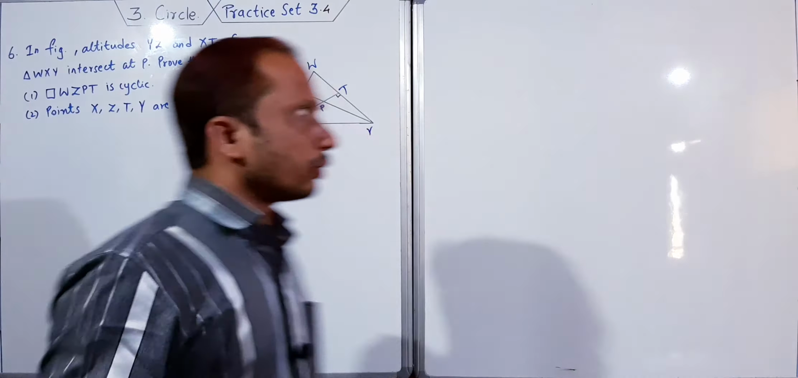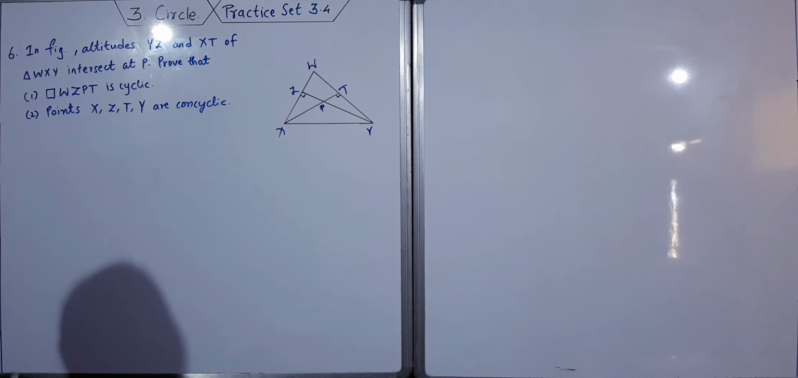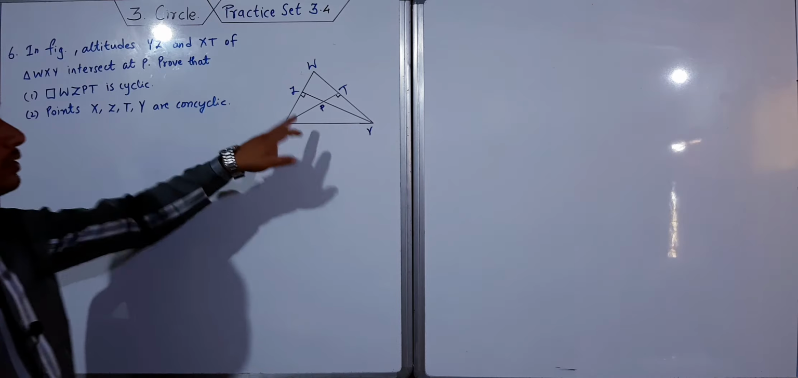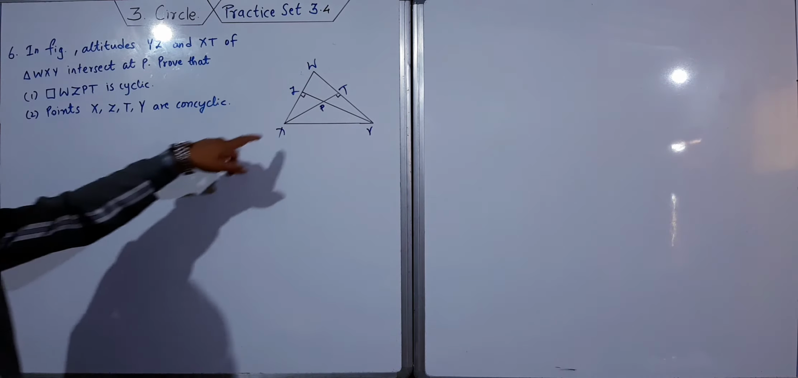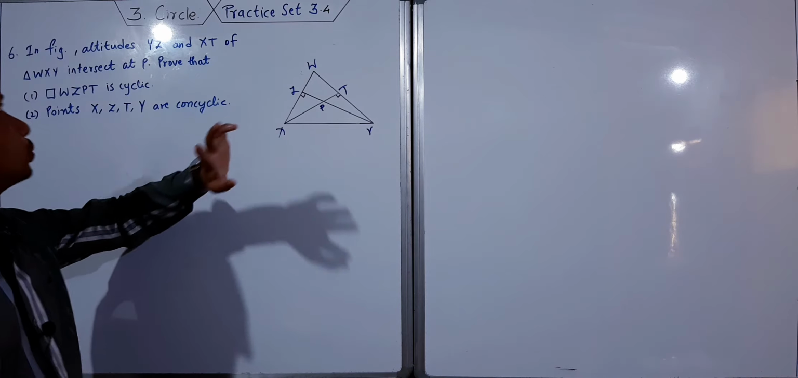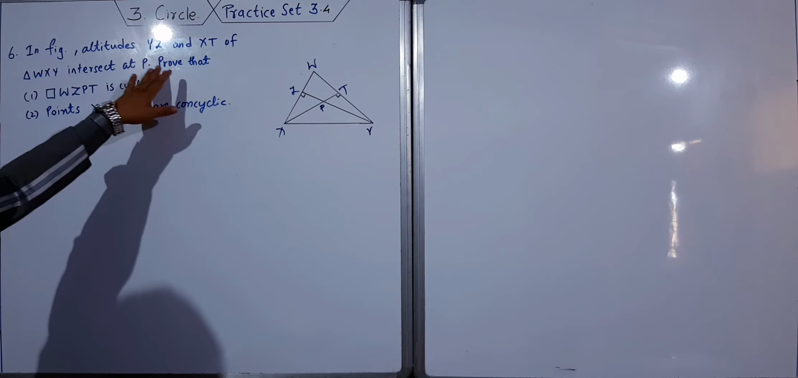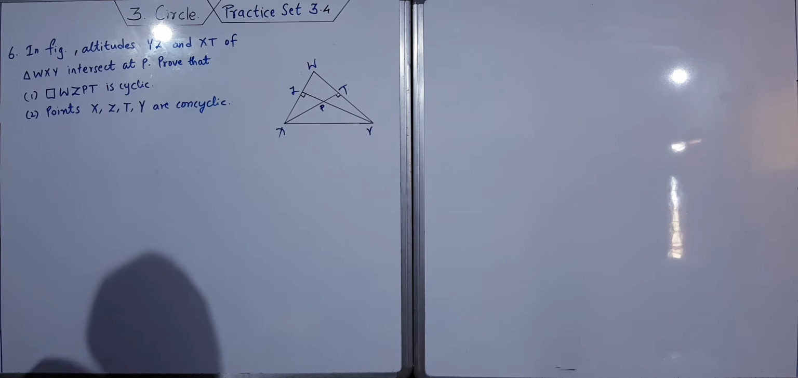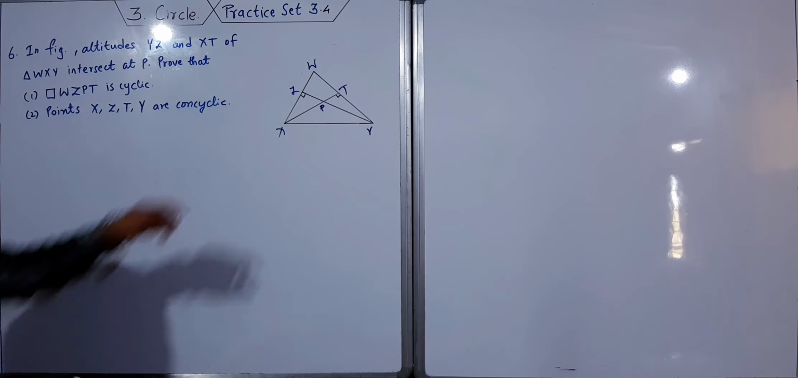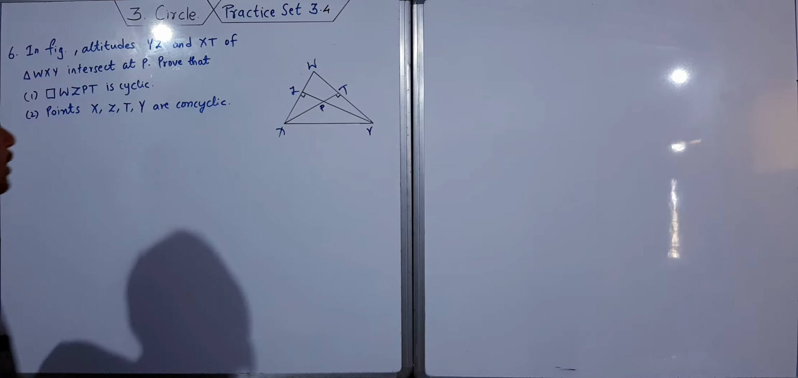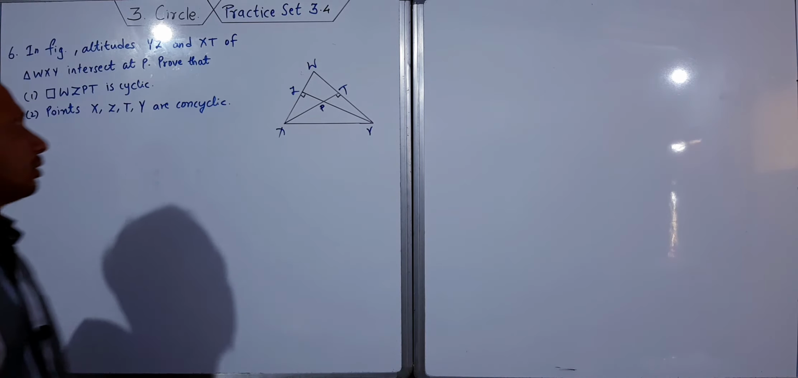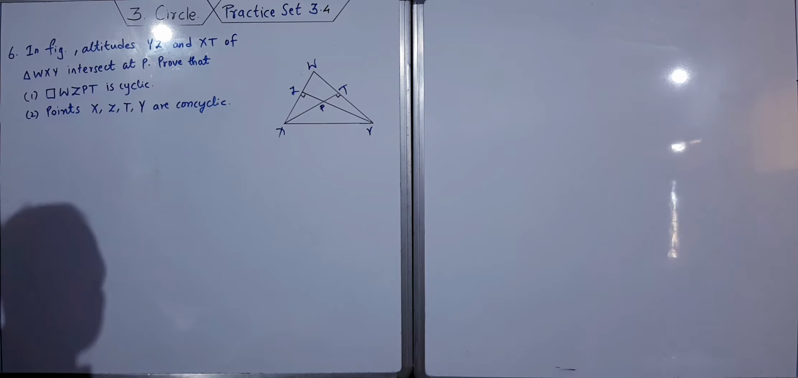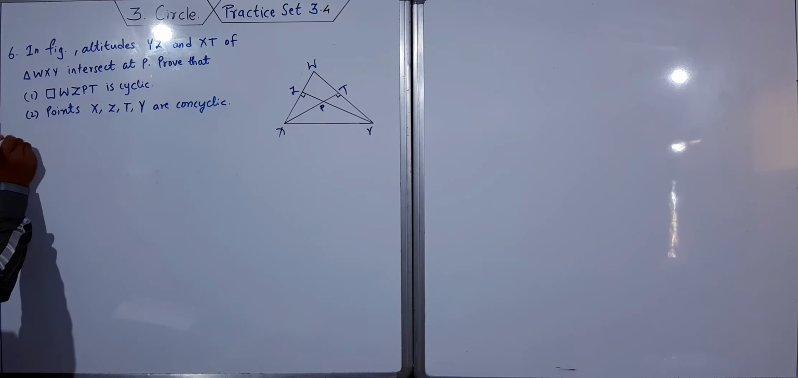So we'll solve question number 6, and in this question what is given? The altitudes YZ and XT of the triangle WXY intersect at point P, their intersection point. Prove that WZPT is cyclic, and points X, Z, T, Y are concyclic, meaning they are present on the same circle. So we'll solve this.